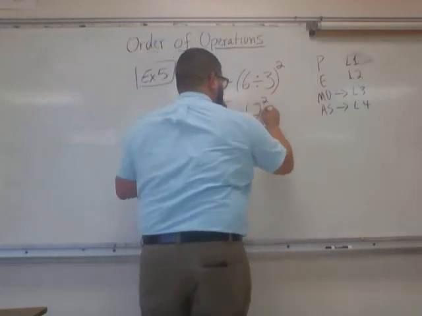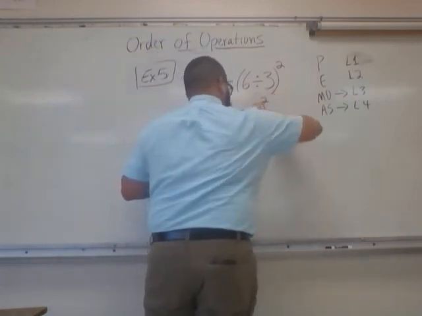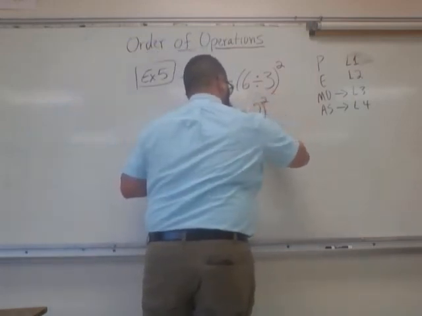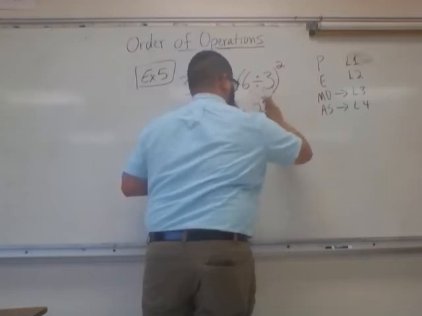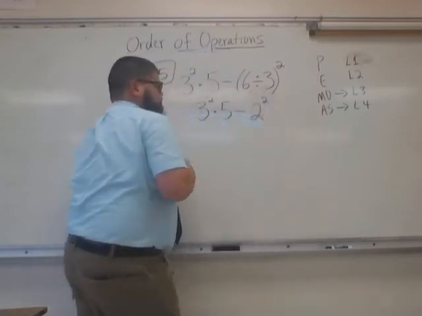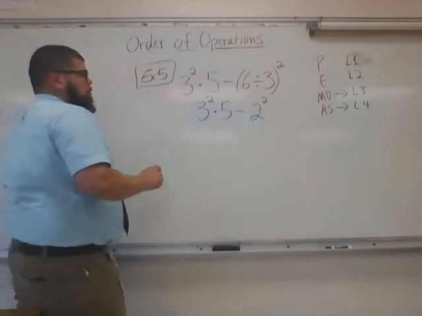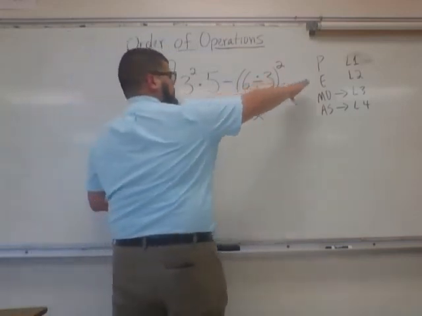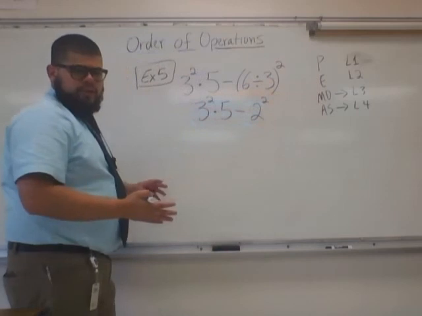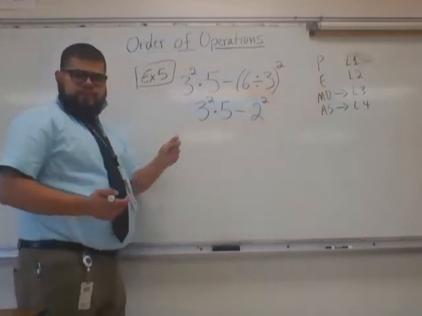We could have the parentheses here, but we don't need them, so we're not going to write them. Okay? Now, there's no more parentheses. Are there any exponents? Well, yeah, there's exponents. We got 3 squared and 2 squared. We're going to do the 3 squared first.